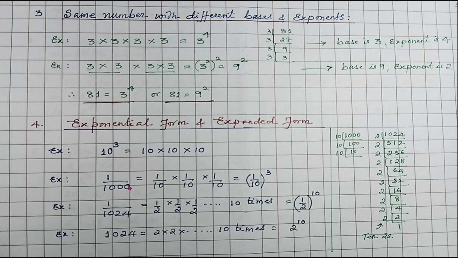Now 1 by 1000. 1 by 1000 can be written as 1 by 10 into 1 by 10 into 1 by 10, which is 1 by 1000. That means 1 by 10 is multiplied 3 times here, and that can be written in the exponential form as 1 by 10 raised to 3.